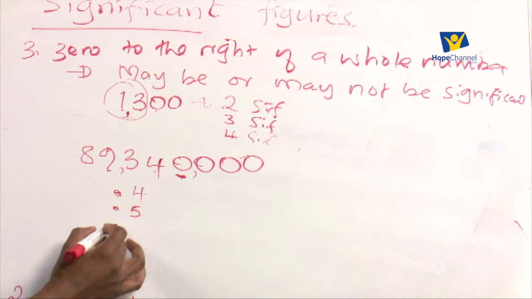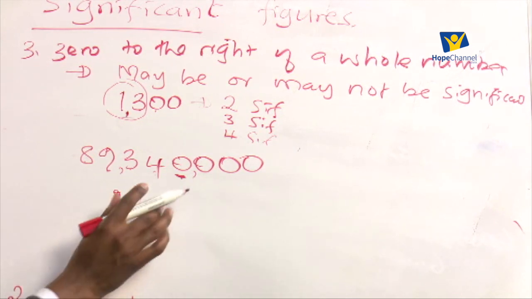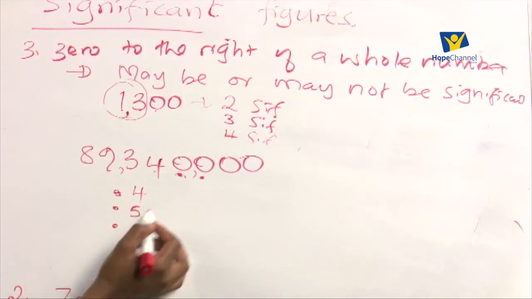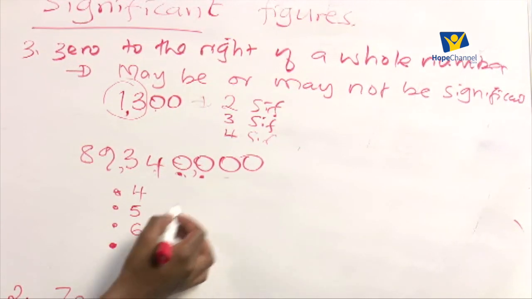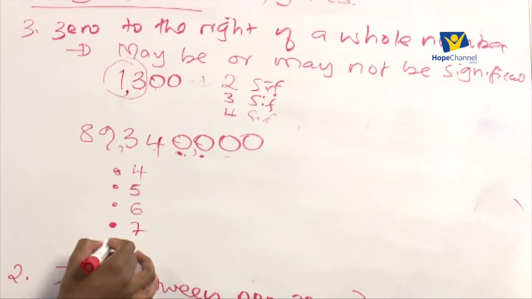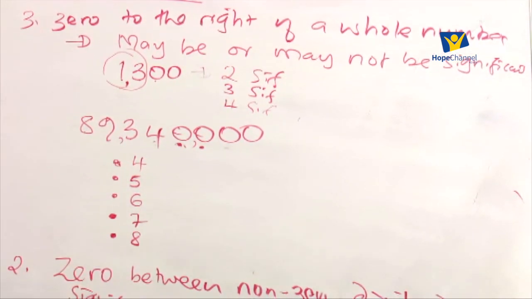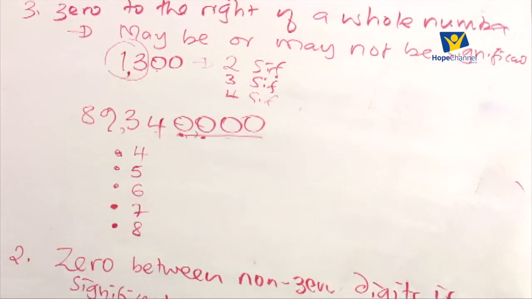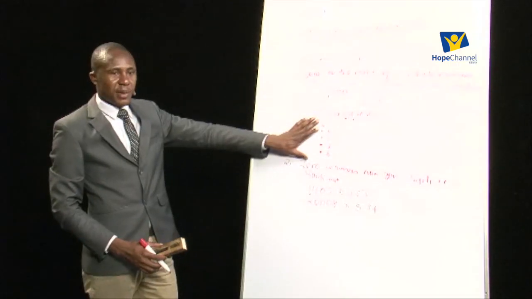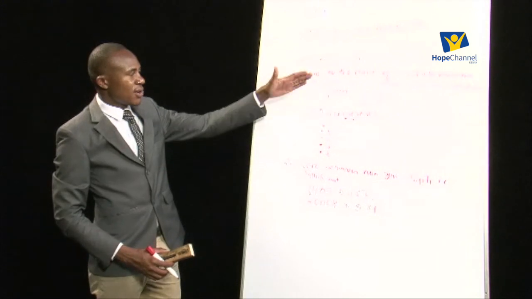Another one can say it is written to 6 significant figures. That means this zero and that one are significant. It's also correct. Another one can say it is written to 7, meaning 3 zeros are significant. And another one can say 8 significant figures, to mean all the zeros in that number are significant. And all these are correct arguments. So we only say that if a zero is to the right of a whole number, that zero may be significant or may not be significant.